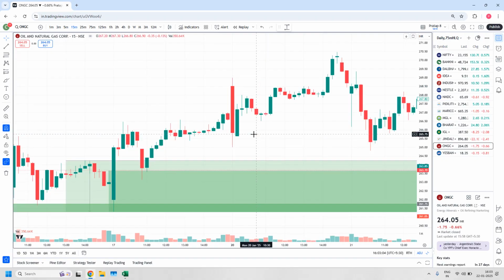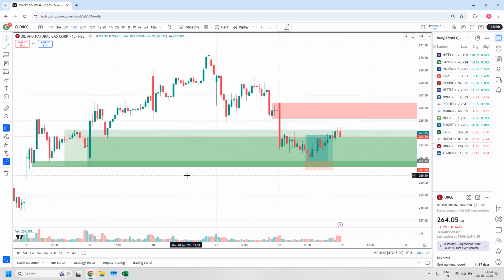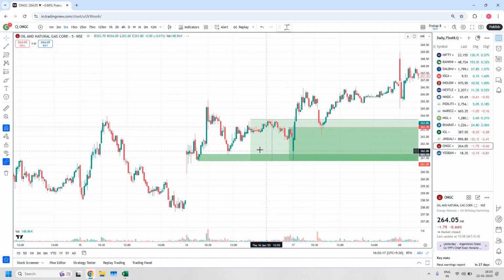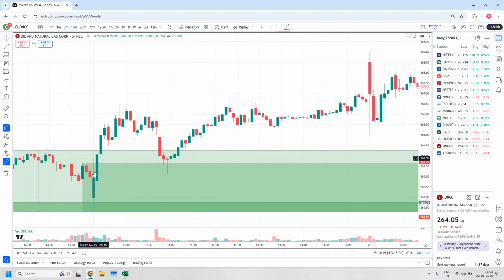Here we have a 15-minute zone. Drop base rally. This entire thing is a 15-minute zone. Okay, then 5 minutes. What about 5 minutes? Within the 5 minutes area, the 15-minute zone is not there. See here, you have a rally candle, you have another rally candle, in between no base candles.